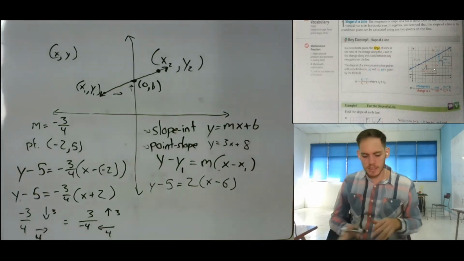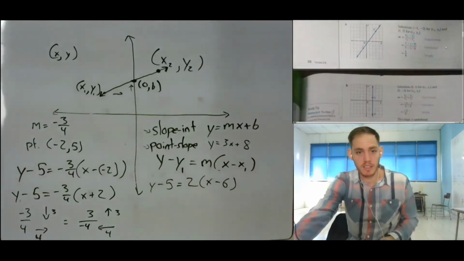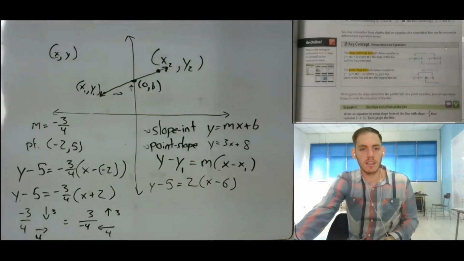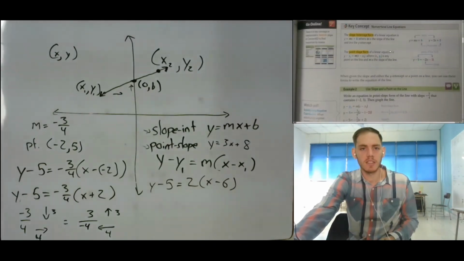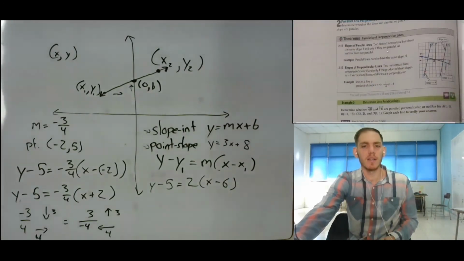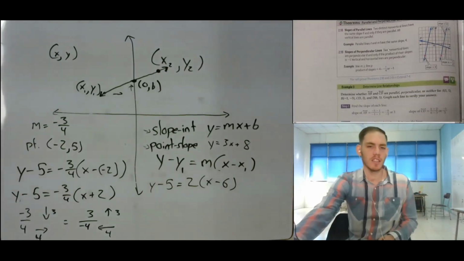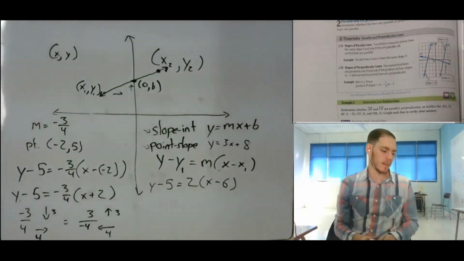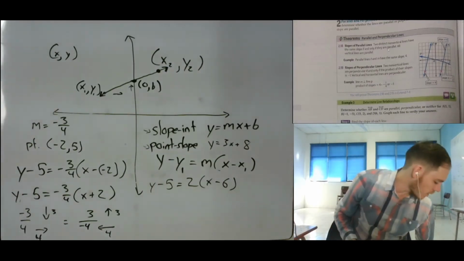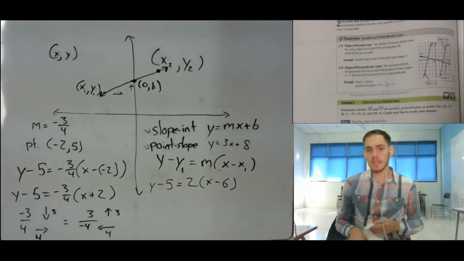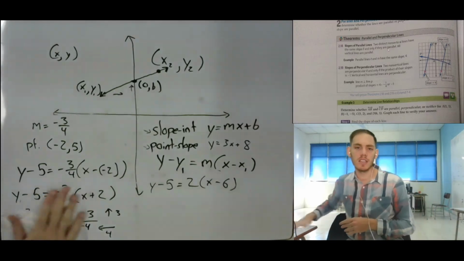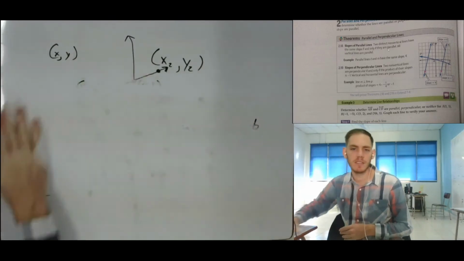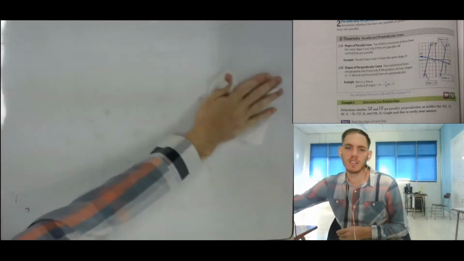Okay, next one, parallel and perpendicular lines. This is slope-intercept, point slope, parallel and perpendicular. So parallel lines are going to have the same slope. Two distinct non-vertical lines have the same slope if and only if they are parallel. All vertical lines are parallel.